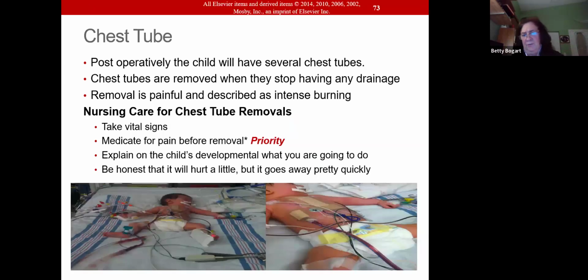Now, children do, after surgery for the heart, have chest tubes in. Could be 1, could be 4, could be 5. It all depends what's going on there.